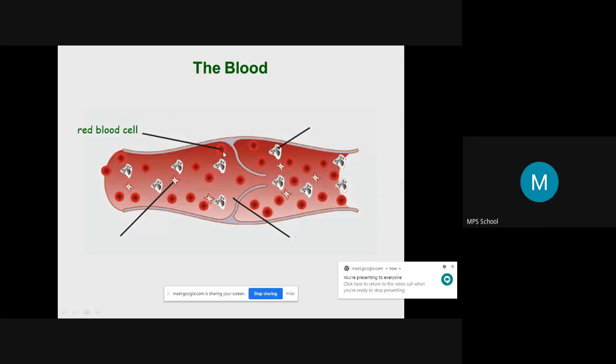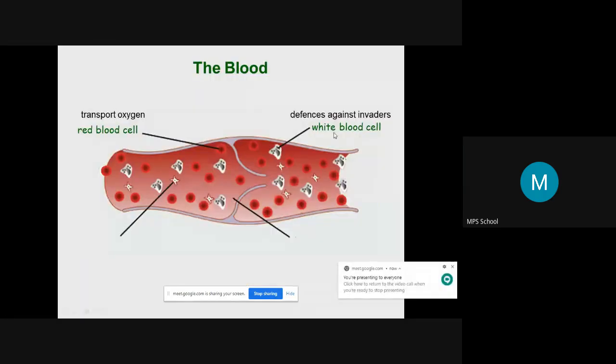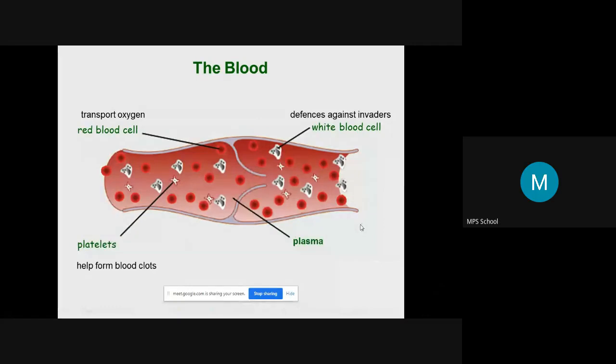Okay, this is red blood cells. What is the function of the red blood cell? It transports the oxygen. And WBC defends against invaders. Invaders means any antigen or any pathogen or any organism from outside the body. If anything enters, the WBC will fight against it. It's like a defender, which will improve our immunity. And these are the small platelets, which help form blood clots.